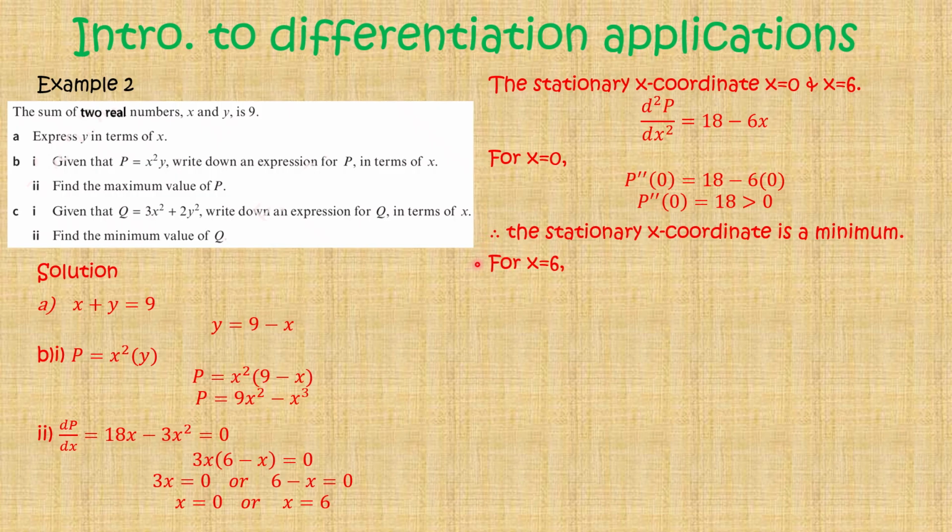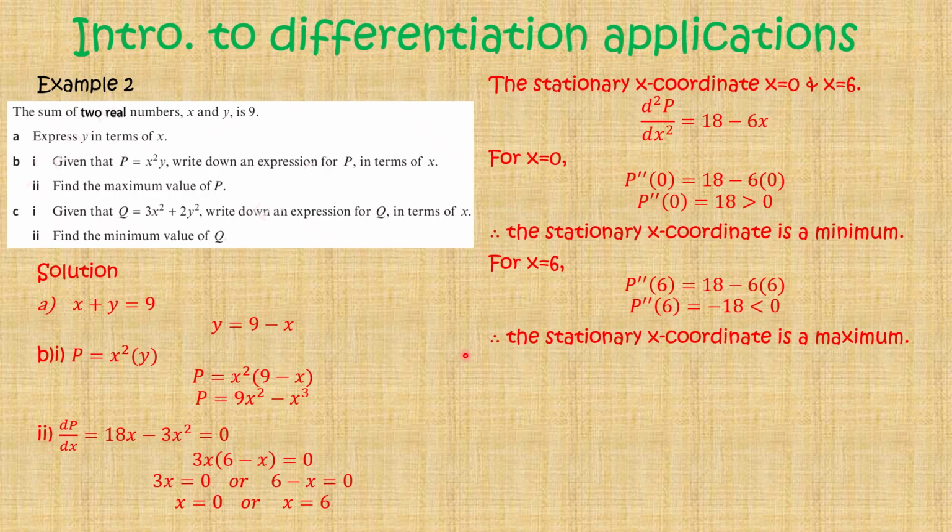Now we do the same thing for x is equal to 6. So now we are going to substitute into p prime prime of 6 so that we get 18 minus 6 times 6. And that is going to give us a minus 18, which is less than 0. With that, then, it means the stationary x-coordinate would result in a maximum turning point.